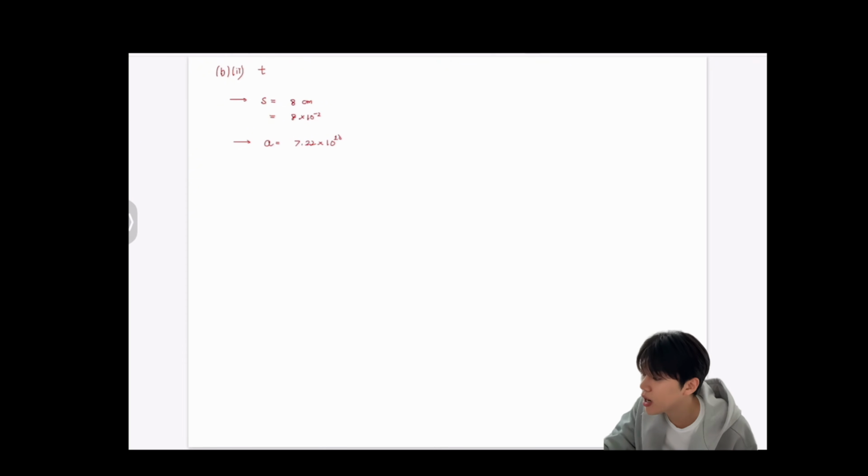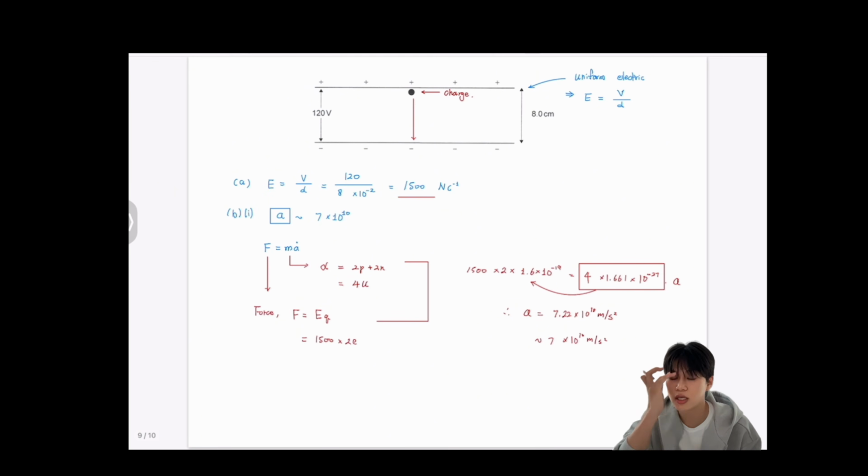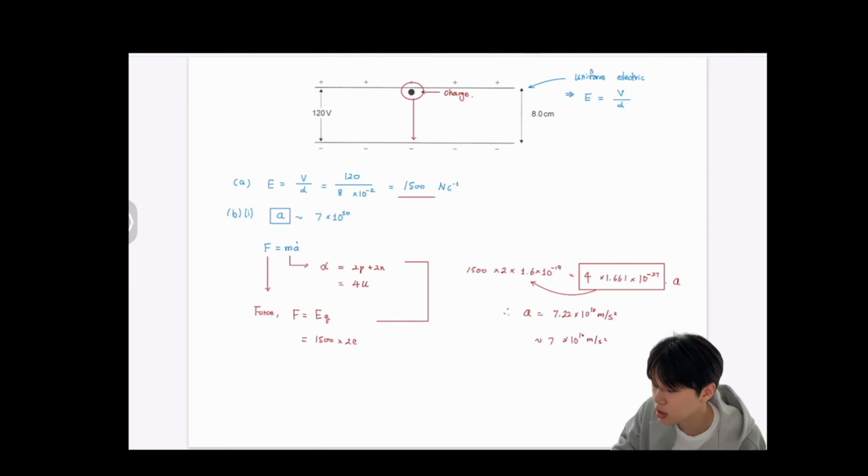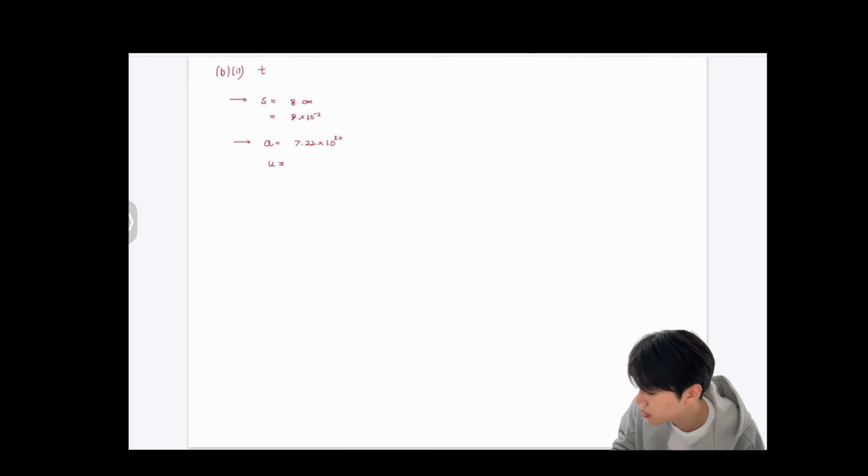You do not use the 7 times 10 to the 10 meters per second squared for the acceleration, because that was just a short answer in question B1. You cannot use that one in a following question, okay? Always try to use the exact value. And do we have another piece of information? Because it starts from rest, the initial speed u equals 0.